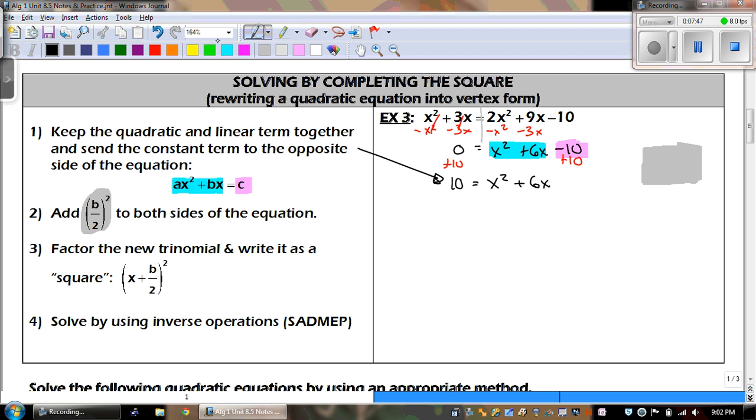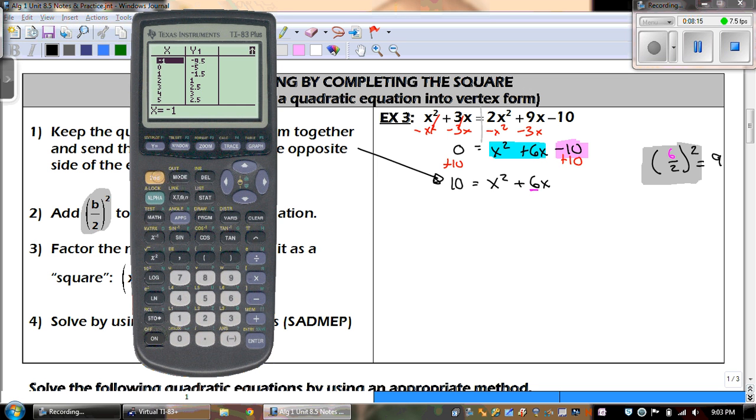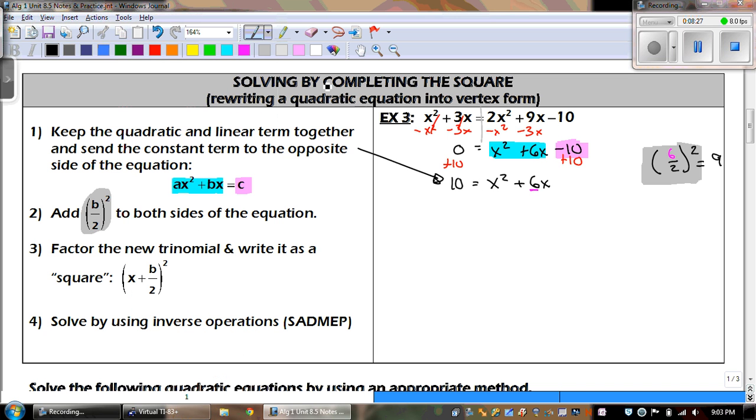Okay, so our b term is the 6. So we're taking 6 divided by 2 and squaring it. Well, what's 6 divided by 2? That's 3. And 3 squared gives us 9. Okay? And if you want to do this on your calculator all in one step, it would look like this. 6 in parentheses, 6 divided by 2, and then square it. So I'm going to add that to both sides.